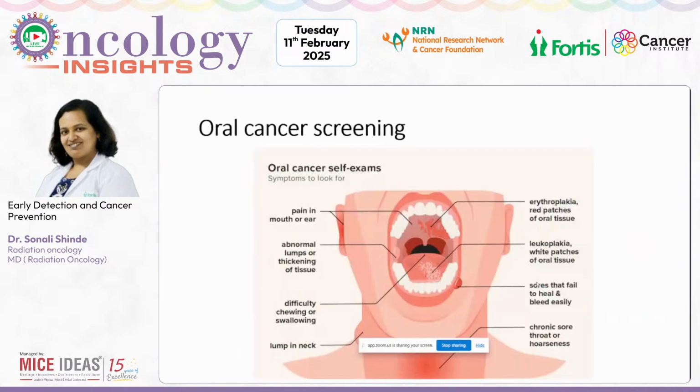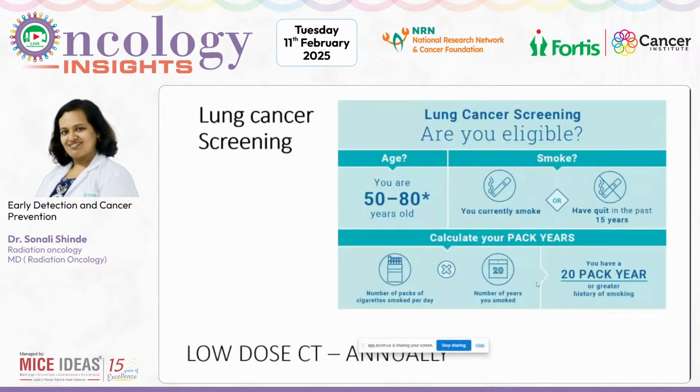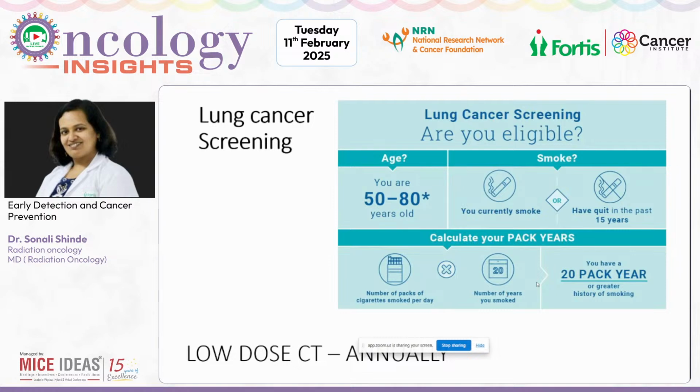Lung cancer screening is done in individuals between the age of 50 to 80 years who are current smokers or have quit smoking in the past 15 years, and who have a history of 20 pack years or greater of smoking. In these individuals, lung cancer screening is done, and the preferred method is usually a low dose CT, which has to be done annually.